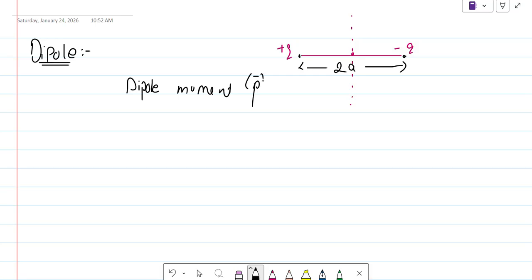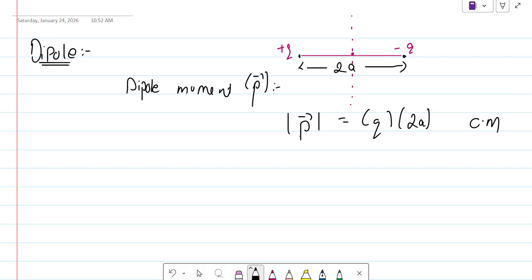First of all, the symbol is P, and the magnitude of the dipole moment is defined by the magnitude of the charge into the distance between the charges. Okay, so it turns out to be 2qa, and the unit is, as you can see, Q stands for Coulomb and this is meter, so Coulomb into meter.